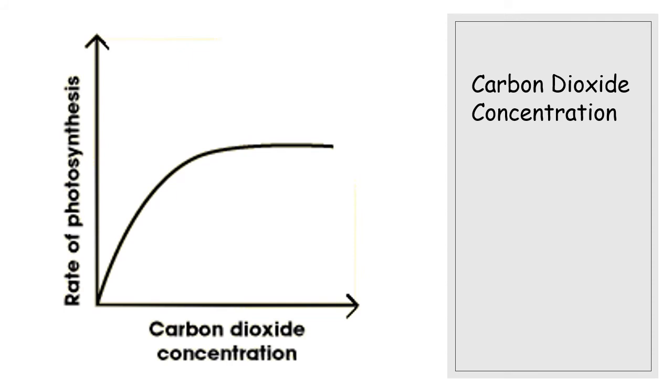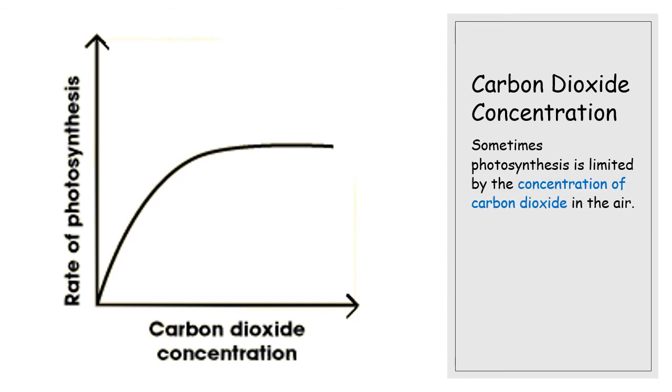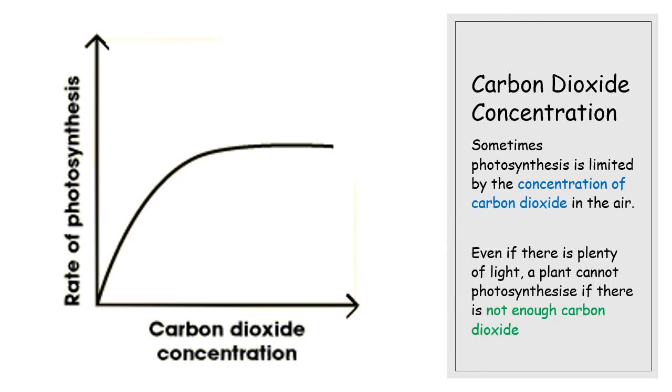And a similar graph here for carbon dioxide concentration. So carbon dioxide is a substrate or an ingredient of photosynthesis, so it can't happen without carbon dioxide. Even if there's plenty of light, the plant can't photosynthesize without carbon dioxide. So as carbon dioxide concentration increases, the rate of photosynthesis increases.